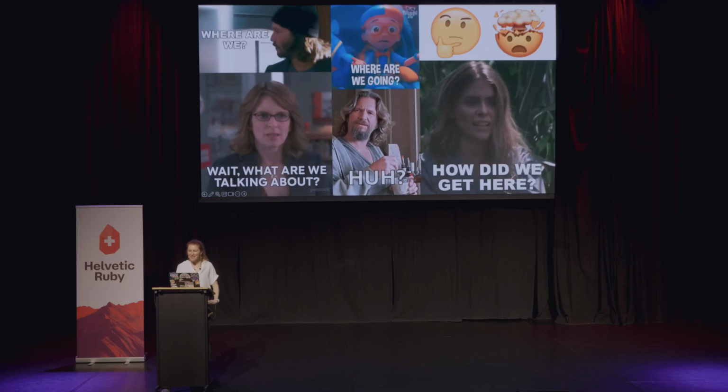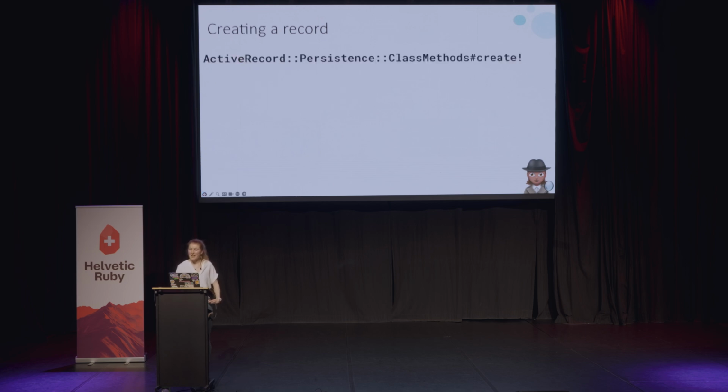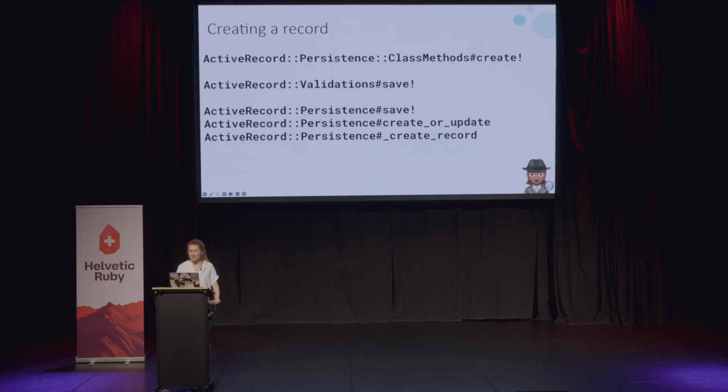Okay, that was a lot. Zoe takes a moment to regroup and confirm what happened. She tried to create an idea in the console, this time with valid attributes, and hit ActiveRecord persistence class method's create method, and then ActiveRecord validation save, same as before. Since she removed all the debuggers from the validation flow, and since there weren't any validation errors, she went straight to ActiveRecord persistence save, then create or update, and then create record.